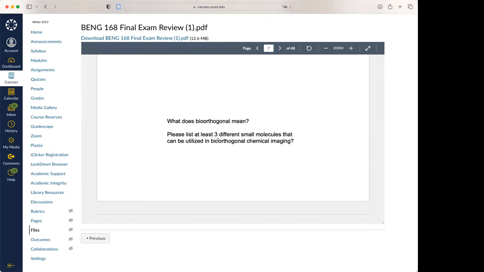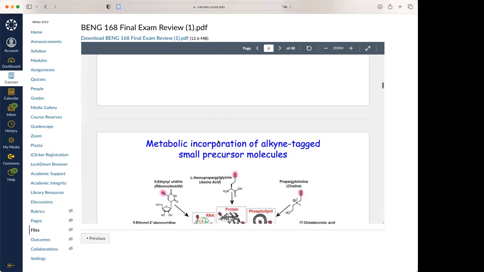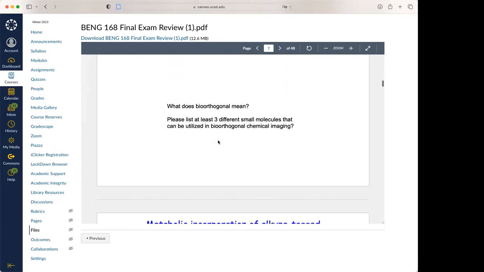Okay, so bioorthogonal, that's click chemistry, that's like putting some kind of small tag.